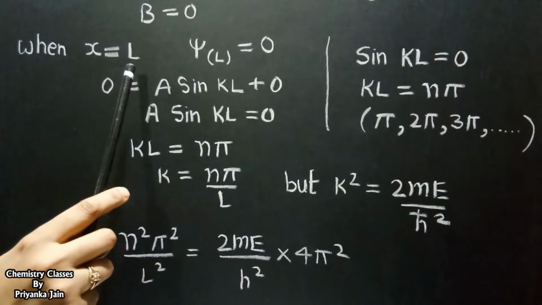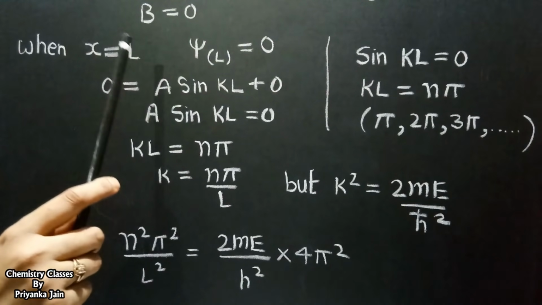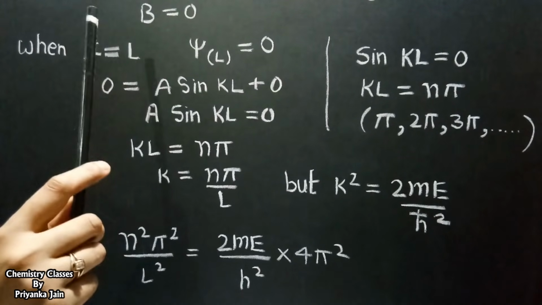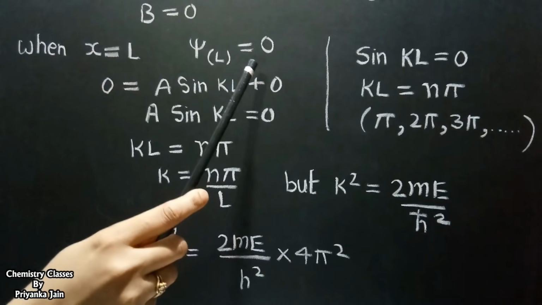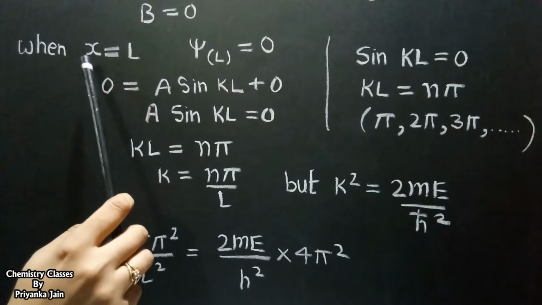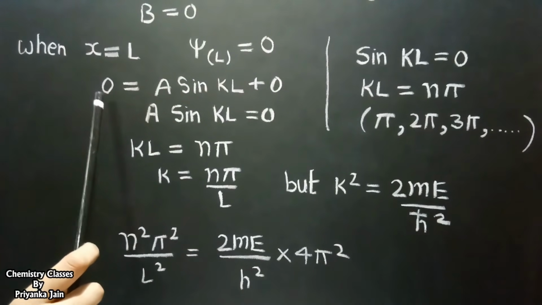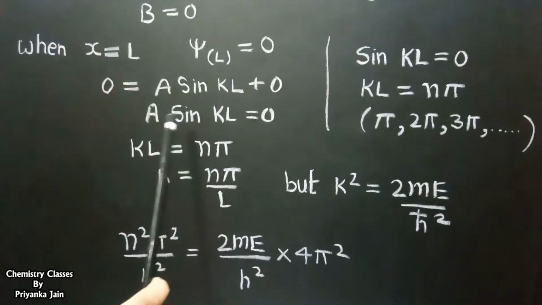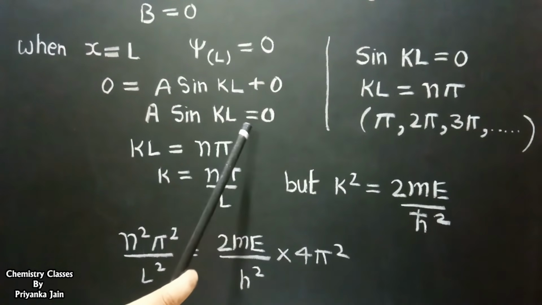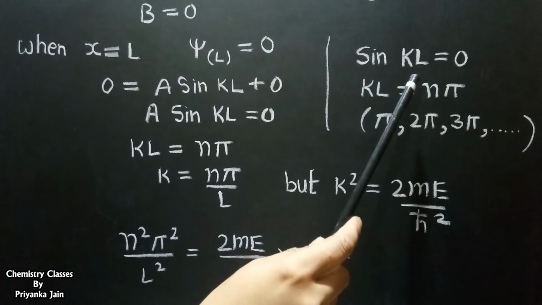When x is equal to L, this is the boundary condition, and at the boundary the probability of finding the particle will be equal to 0. So psi(L) will be equal to 0. By putting these two values of x and psi in the former equation, we get 0 is equal to A sin kL plus 0. So A sin kL will become equal to 0, and sin kL will be 0.